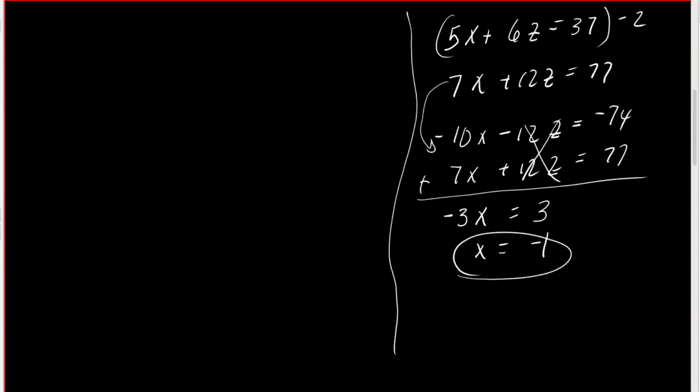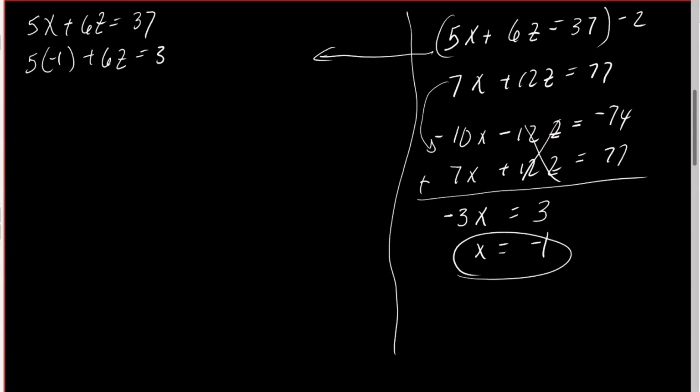Okay, so I want to substitute this x equals negative 1. We'll go ahead and substitute into this equation here: 5x plus 6z equals 37. So that's going to be 5 times negative 1 plus 6z equals 37. That's minus 5 plus 6z equals 37. Add 5 to both sides. So 6z equals 42. So z is equal to 7.